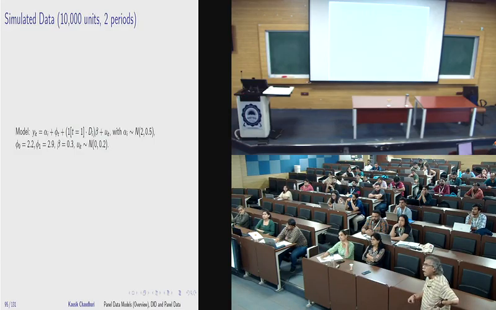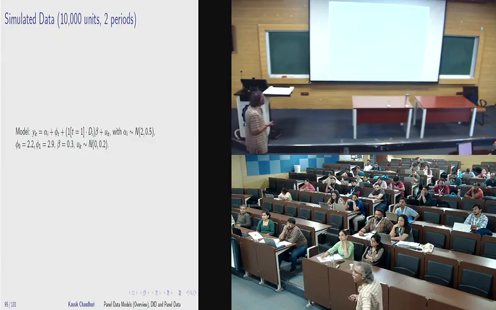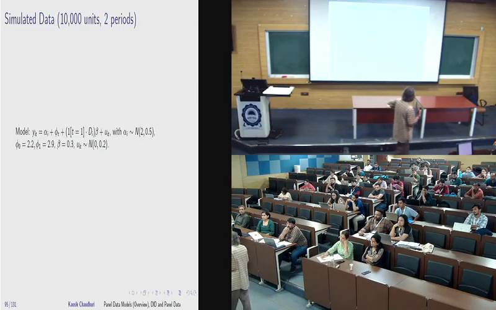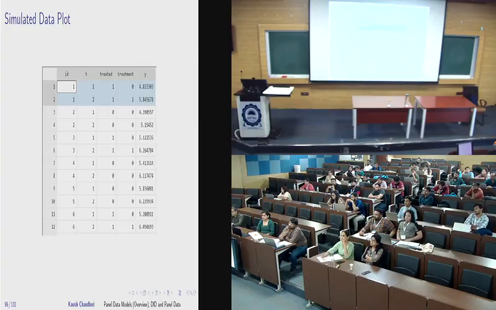Simulated data: I have some examples with simulated data. That's my model, and then I put some values for my phi 0, for my phi 1, for my beta, and for my error term, normal with mean 0 and variance 0.2. And then I have my alpha i distributed normally with mean 2 and variance 0.5. So this is my simulated data. I have IDs, I have T, I have treated, I have treatment, I have expected outcome. Clear?